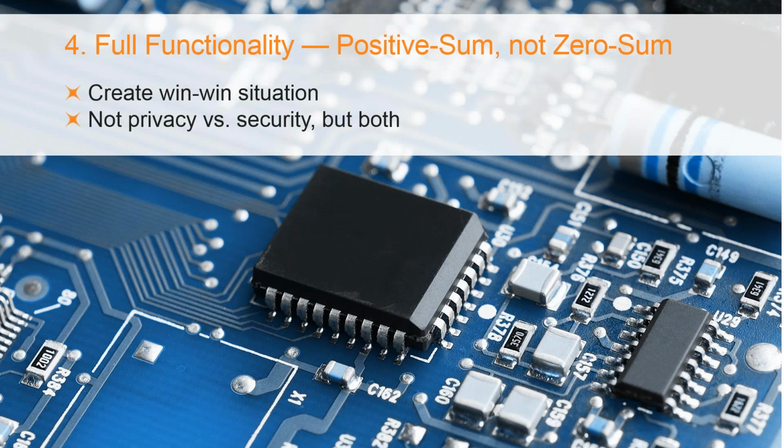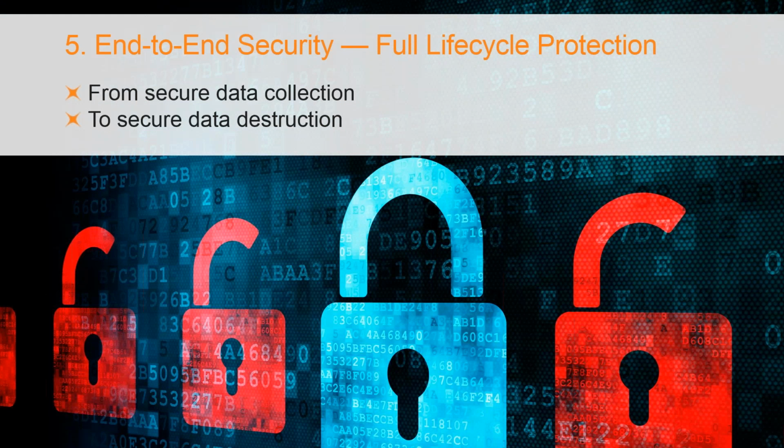Full functionality, positive sum and no zero sum. The organization must not think of privacy versus security. They must think of both. Both must go together. So not only should they be sensitive towards the privacy of a user, they should also think about the security of the user as well. It should be a total end-to-end security.